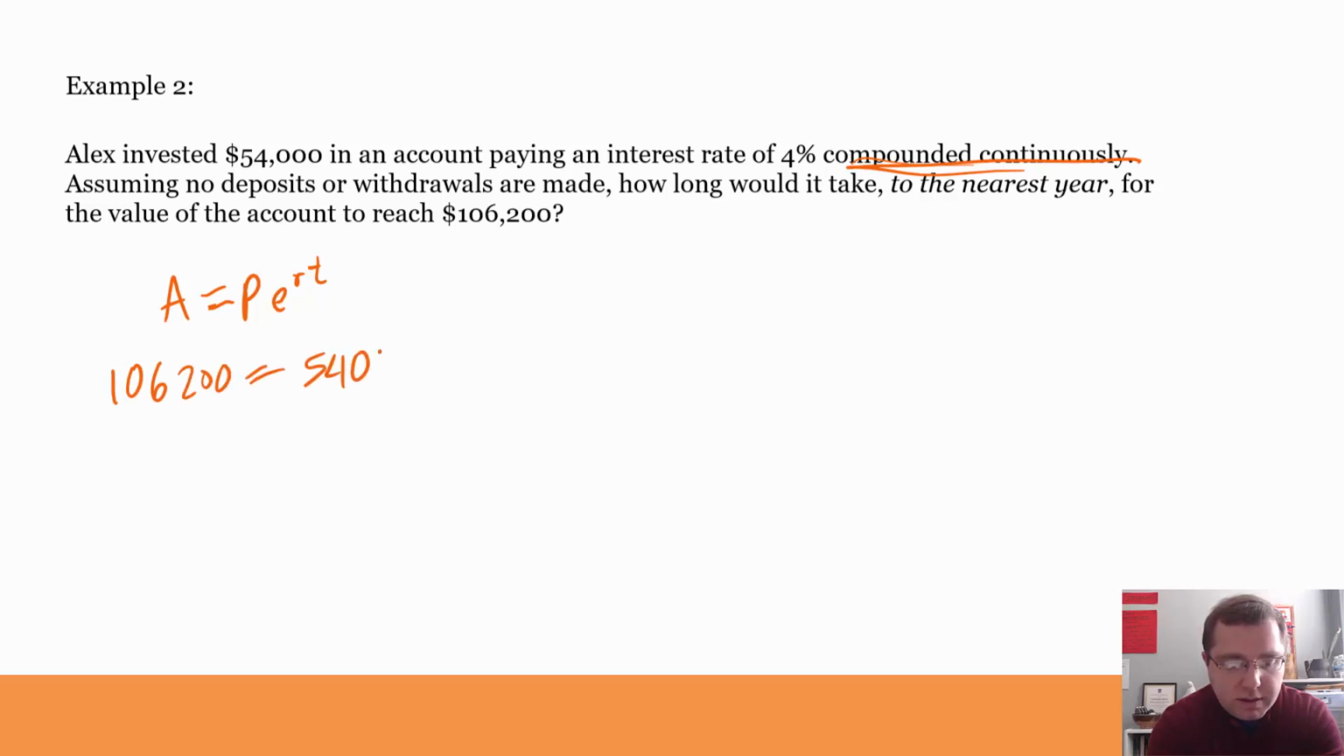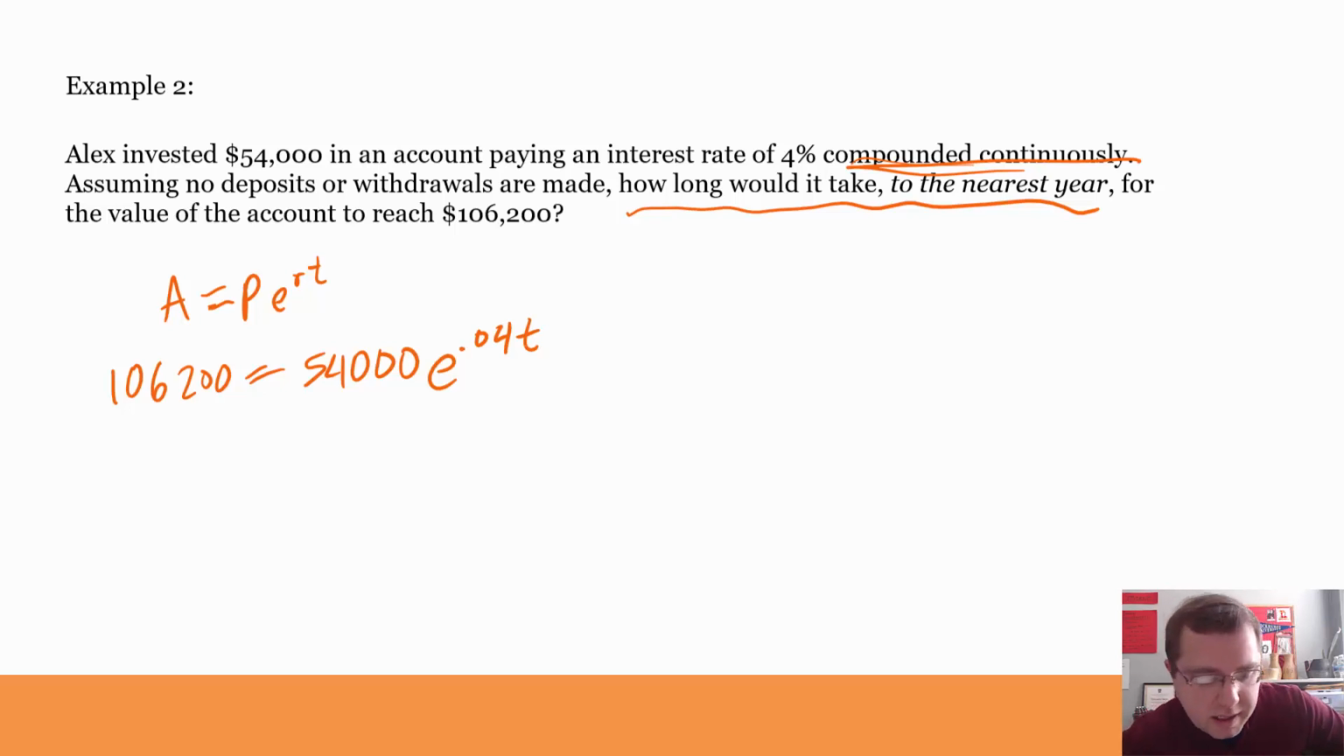P was the $54,000. And we got e, which never gets replaced with anything because it's an actual number. r is our rate, which is 0.04 as a decimal. And t is the number of years. That's what we're looking for, how long it would take to the nearest year. So that's what we're solving for. Okay? So we want to solve for t. t is stuck in the exponent. Let's first divide everything by 54,000. Divide both sides by that so that we can get the exponential part isolated.